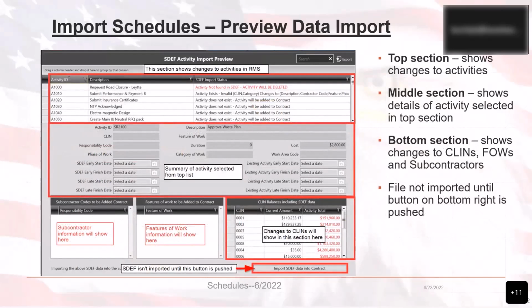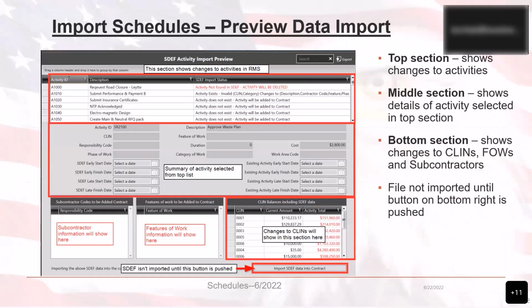Now, this view is displayed after you click on the Preview Data Import into Contract button shown on the previous slide. The top section has a couple of different messages to look out for. The first is in red, which indicates what is currently in the contract that is going to be deleted, and the message states, "Activity not found in SDEF file. Activity will be deleted." Look carefully for anything in red prior to pushing the import button, as these are items that the SDEF file will be removing.